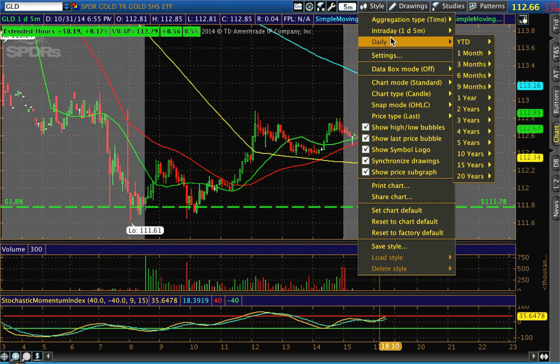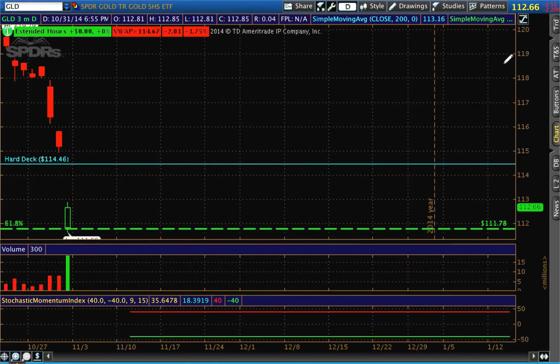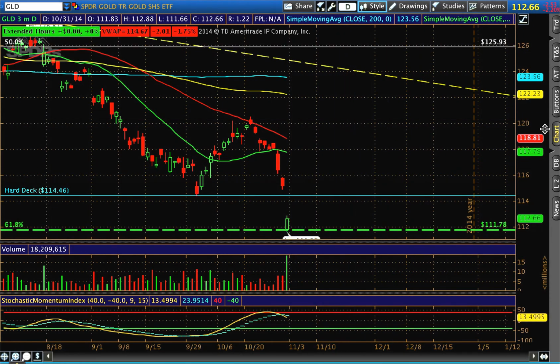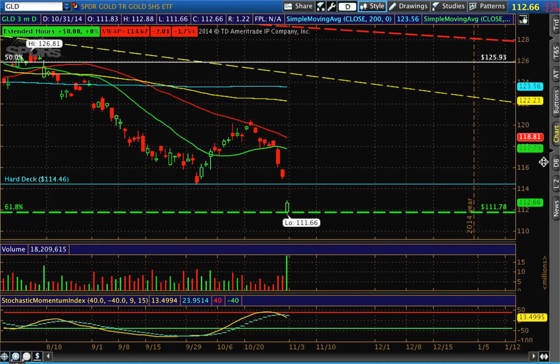I would have personally, for a long setup, liked to have seen some type of excess, like a big, large bottoming tail hammer that reversed and closed higher. But another possibility here, there are three scenarios I'm kind of looking at.